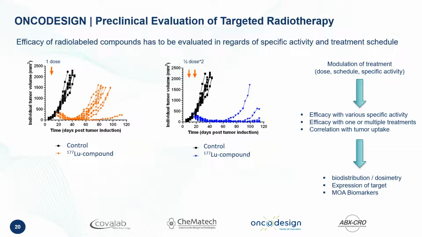And once we have defined the best parameters, we can play on the biodistribution. We can do the biodistribution and the full dosimetry, so how much radioactivity is dosed in each of the organs, the expression of the target, and different biomarkers of mechanism of action.